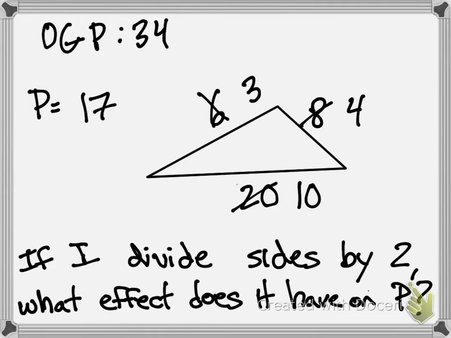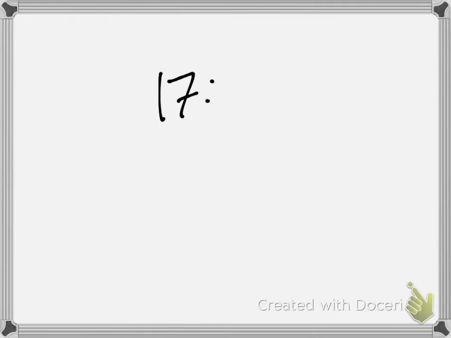And what is the correlation between 17 and 34? Hannah? 17 plus 17 is 34. Exactly. 17 plus 17 is 34. So it's 1 to 2. Our ratio is 1 to 2.